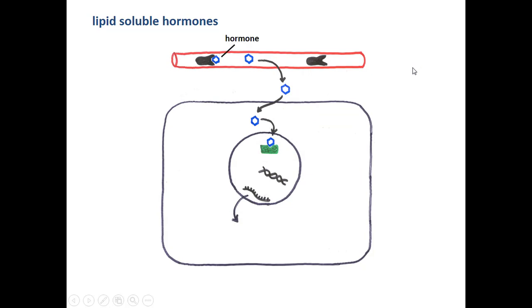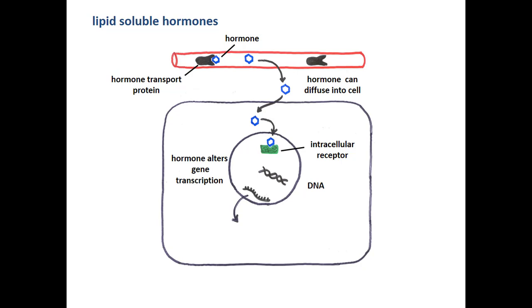So here we have the hormone shown in blue and the transport protein shown in black. And then the hormone can diffuse out of the blood across the capillary walls and then across the phospholipid bilayer of all cells. So lipid-soluble hormones can typically cross freely into cells all over the body, but these hormones will only exert effects on the cells that have intracellular receptors for that hormone.